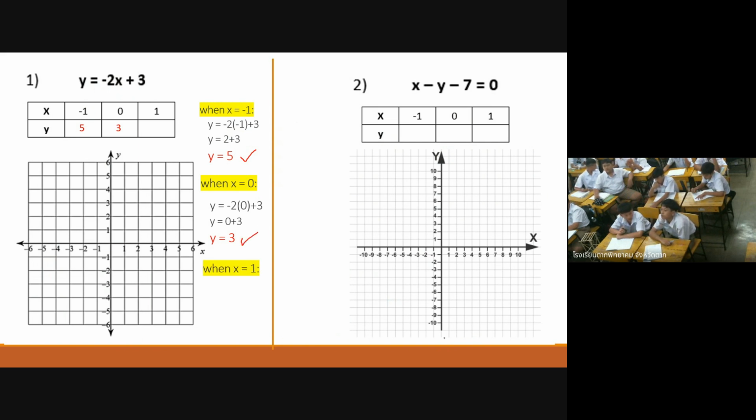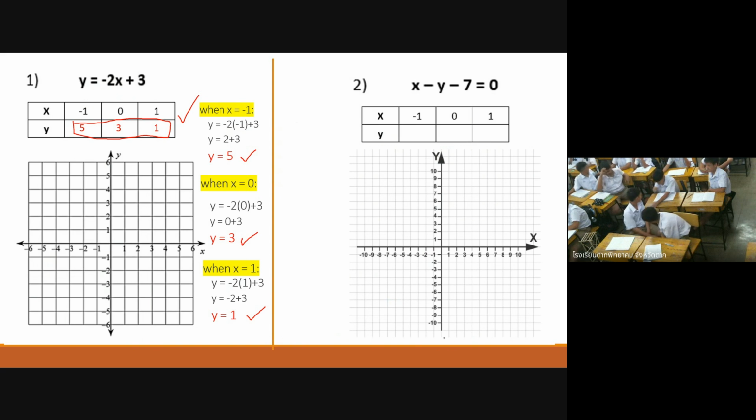How about when x is 1? What's the value of y? What is negative 2 times 1? Negative 2 plus 3 is 1. One check for this, okay? If you wrote this here, one check for the table of values. Now, let's graph. What are the ordered pairs? Negative 1, 5. 0, 3. 1, 1. One check. No arrow, no check.